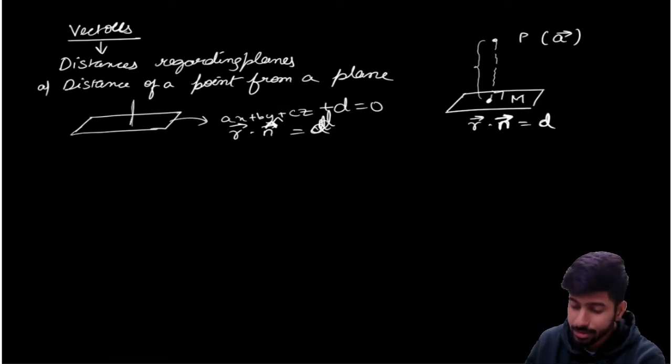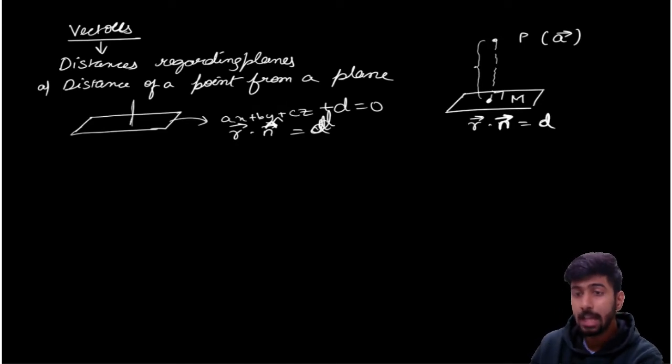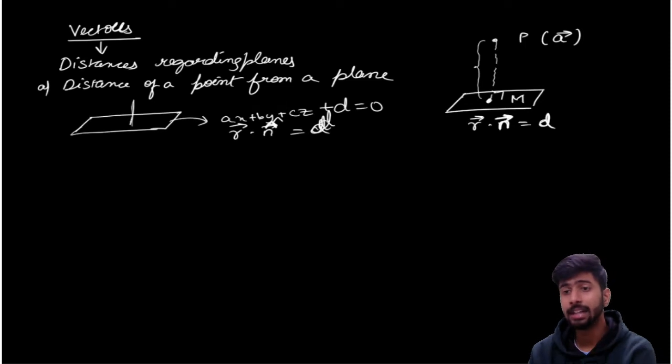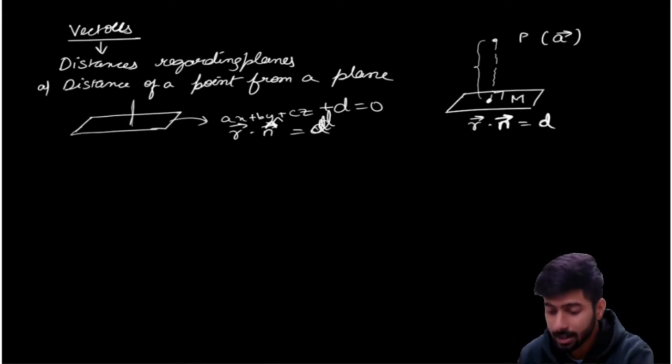So what you do is write the equation of PM. PM is basically a line which passes through the point A and passes through M, right? How do you write its equation? To write the equation of a line, I need two quantities. One is a point on the line, the other is the DRs of the line, or some direction to which the line is parallel.